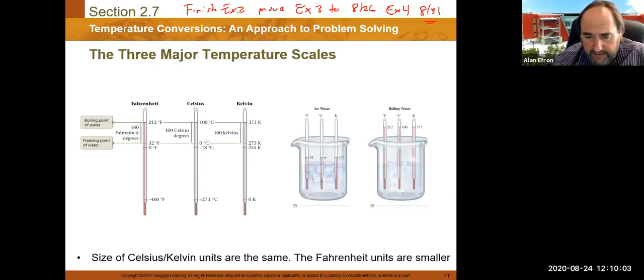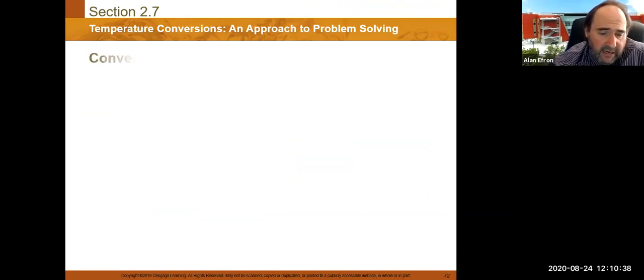Here are the differences between Fahrenheit, Celsius, and Kelvin. The differences between the normal boiling point and the normal freezing point are really how we get to our conversions. For example, going from freezing to boiling in Fahrenheit, there's a 180 degree difference. We have a 100 degree difference in Celsius. And those differences are how we convert between the two. So let's talk about how to do that.